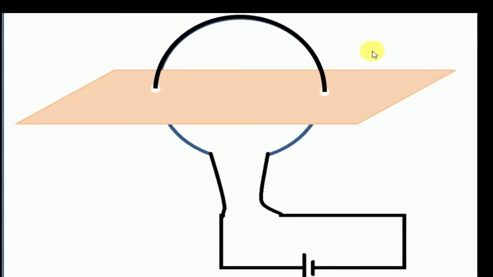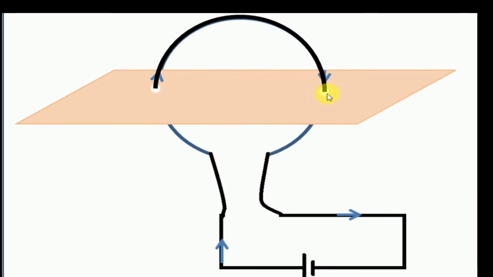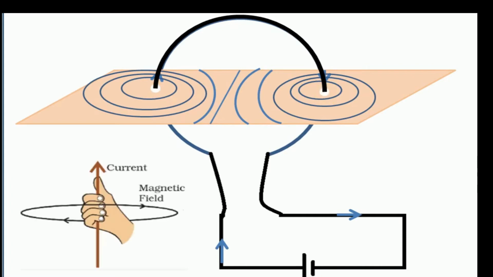Now let's consider a current loop in which current is flowing. This is a plane perpendicular to the plane of the loop. We already know the magnetic field lines are concentric circles, so I'll draw the circles like this at this point and at this point. Now I have to find the direction, so I'll use the right hand thumb rule. Out here the magnetic field lines are going towards the right from this side. So I'll put the arrows.